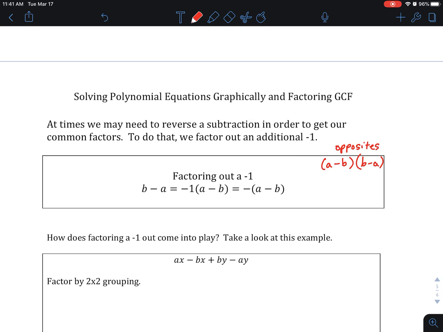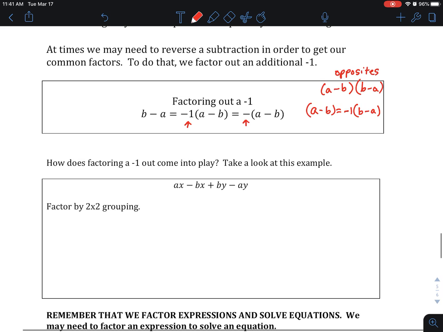We can turn one of those into the other one if we factor out an additional -1, okay? So we can make A minus B equal to B minus A if we factor out a -1. So A minus B is actually equivalent to the -1 of B minus A. So we're factoring out a -1, and then we can turn them into each other. Let's see how that actually looks in play, okay?